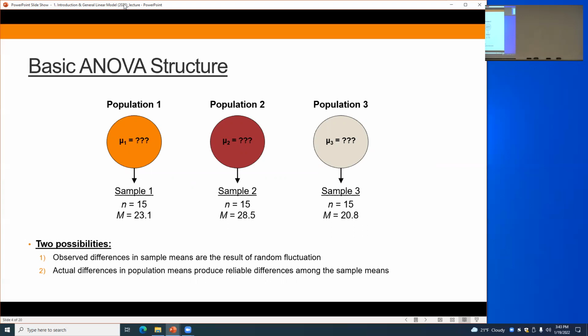Okay, and again, two possibilities. One, the differences that we're seeing here in this slide could be just the result of random fluctuation in sampling error. Like it's just going to change by small degrees to some extent, right? Is it sampling error, or do we have actual differences in these populations that are producing different means? You see these downward arrows, because the population is producing differences across these samples. It's not just happening by chance. We do have different values across these different populations that are driving the differences that we're seeing across these groups. And we're using our ANOVA to say, do we have evidence for this?